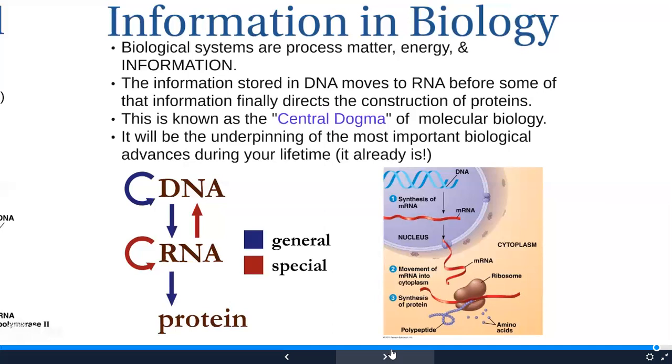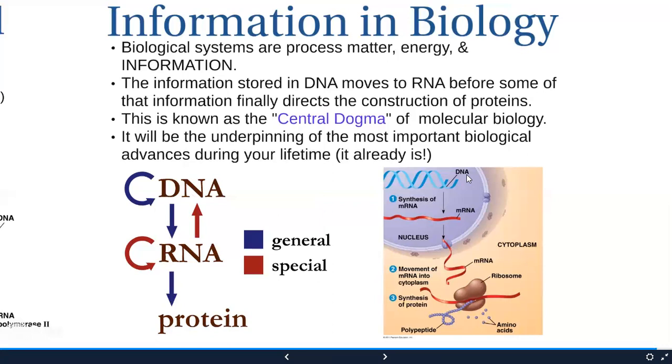This is called central dogma. We'll have a whole unit about this. It is incredibly important to how life functions, and it's also an integral part of this course. Okay, and here's kind of an overview of it. So the DNA can copy itself and make more DNA. DNA can make RNA. Some RNAs can copy themselves and come back into DNA in the case of retroviruses. And then this RNA can then go and make a protein.